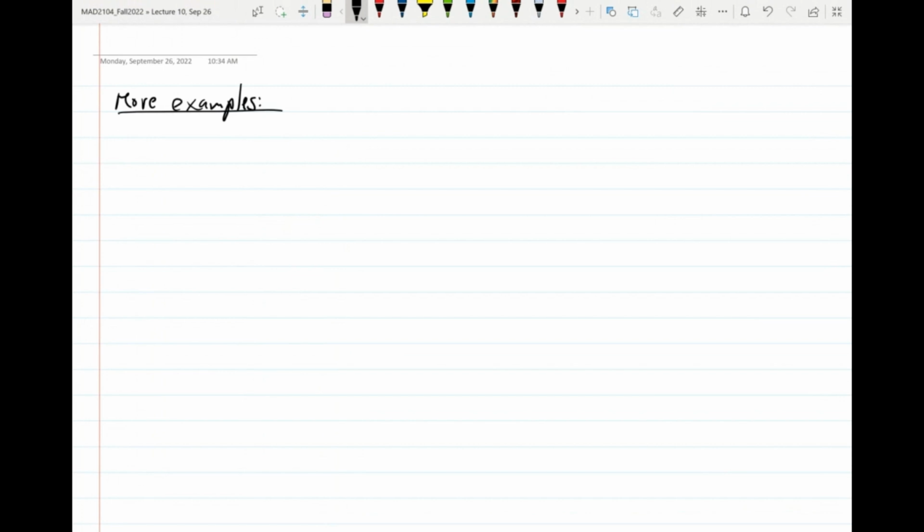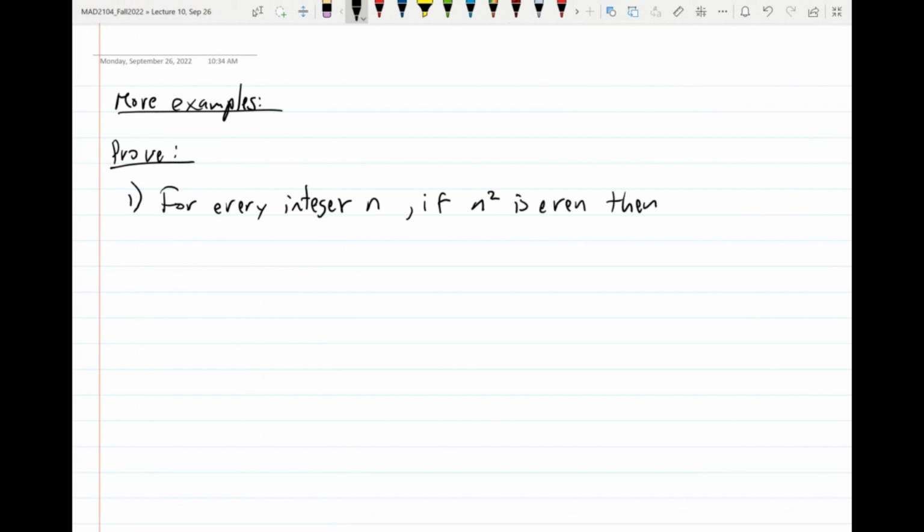Let's see. Prove the following. So for every integer n, prove that if n squared is even, then n is even. We did this at the beginning, okay? We're doing square root. Let me just put all the statements here.